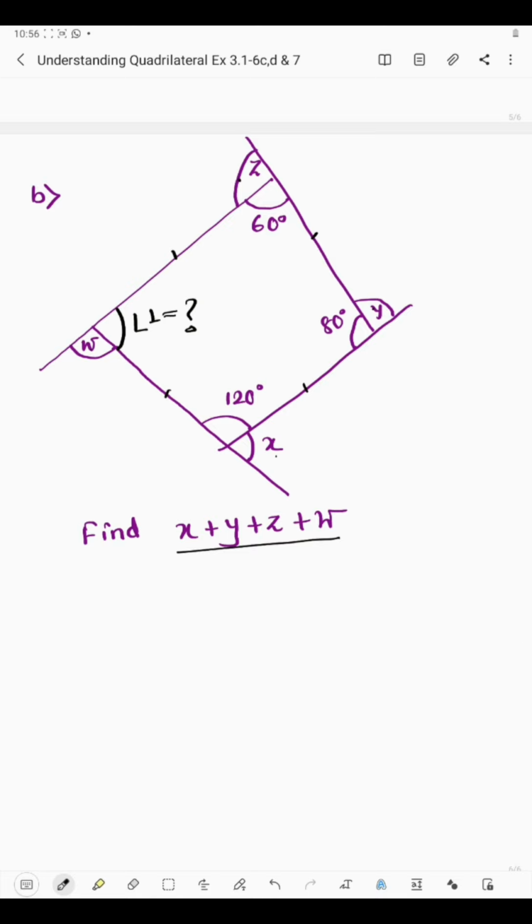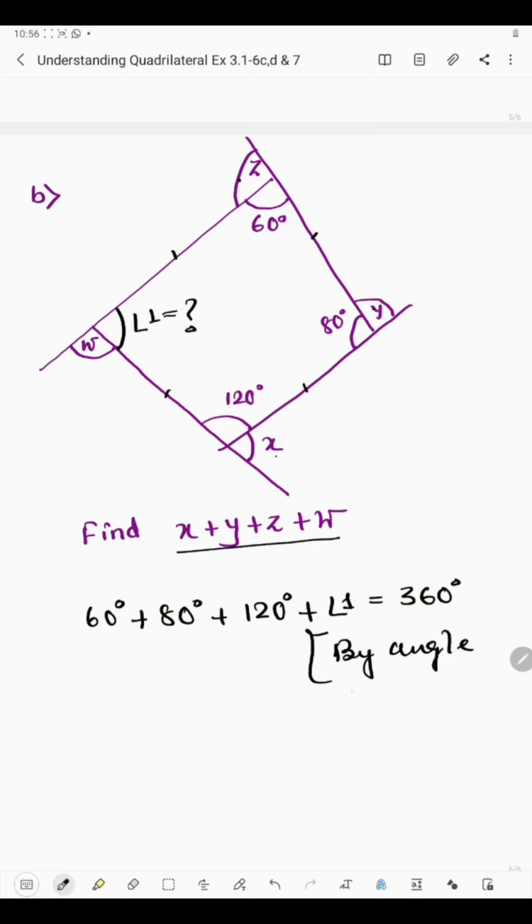Now how will you find angle 1? W is not given, right? So we cannot get the value of angle 1 that way, but this is in the shape of a quadrilateral, and we know that the sum of angles of a quadrilateral is 360 degree. So here 60 degree plus 80 degree plus 120 degree plus angle 1 make 360 degree by the angle sum property of quadrilateral.